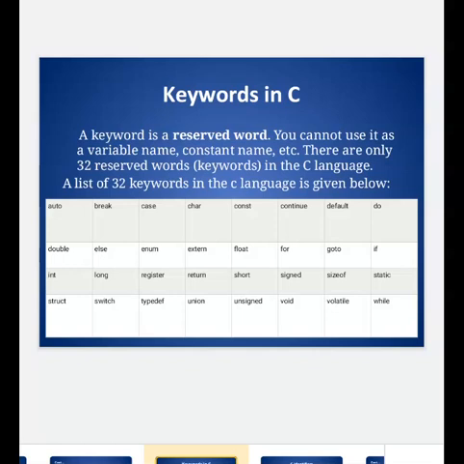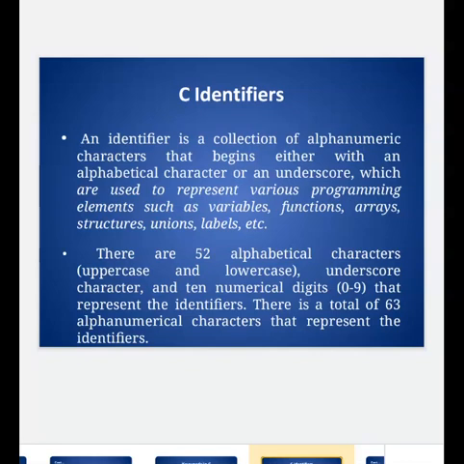And C also has identifiers. Identifiers are user-defined words to represent variables, functions, arrays, etc. And they use 63 alphanumeric characters. Of these 63 characters, 52 are alphabetical characters, uppercase and lowercase letters, underscore is also included, and 10 are numerical digits from 0 to 9. So all these 63 alphanumeric characters can be used to construct identifiers.